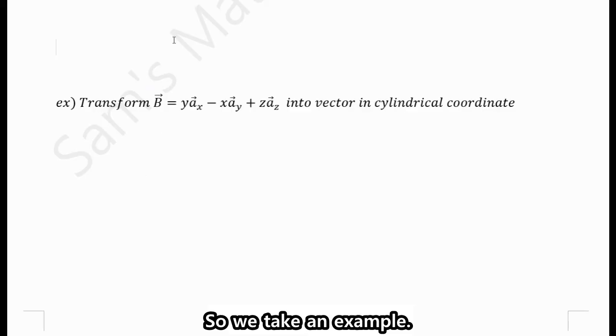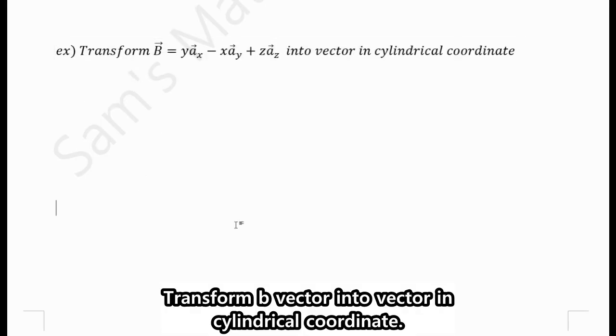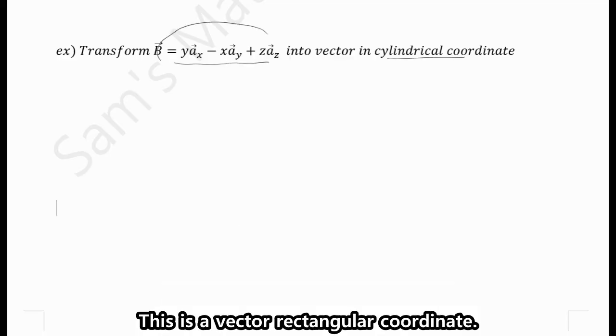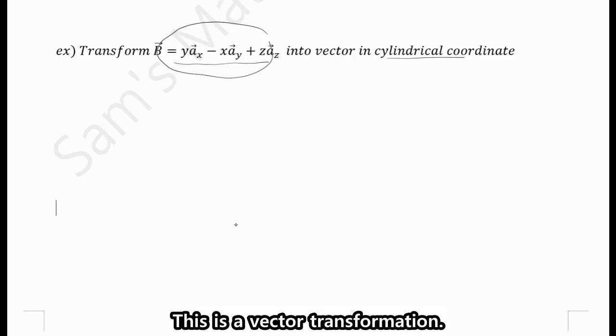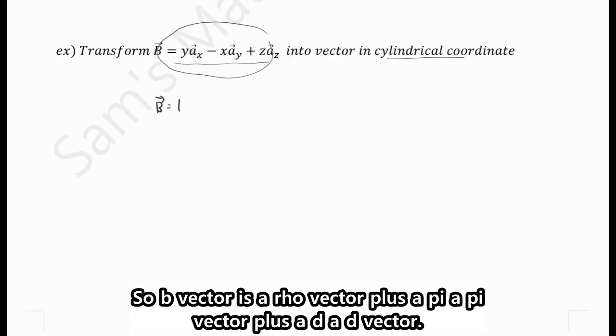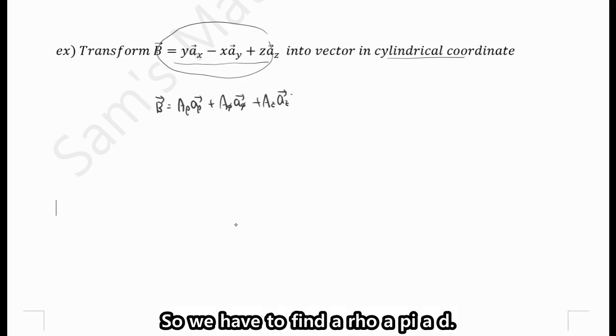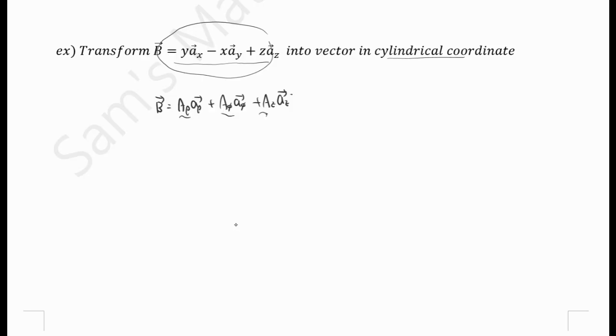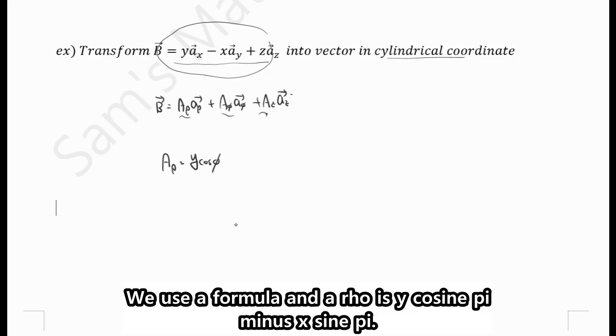So we take an example. Transform the B vector into a vector in cylindrical coordinate. This is a vector in rectangular coordinate. This is a vector transformation, right? So the B vector is Aρ vector plus Aφ vector plus Az vector. So we have to find Aρ, Aφ, Az. We use the formula, and Aρ is y cosine φ minus x sine φ.